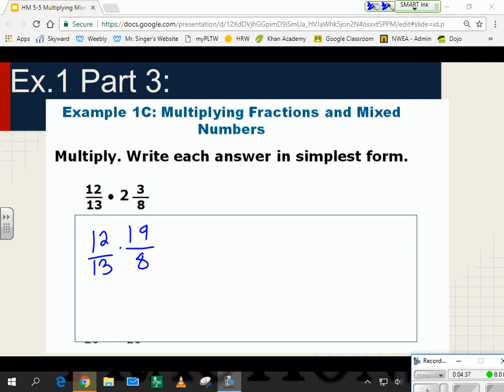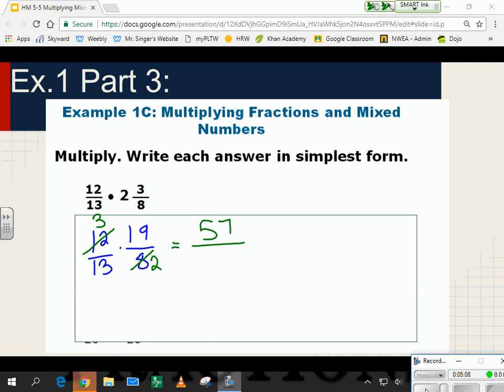Can we simplify 13 and 19? You're probably saying, well, no, they're both prime numbers. That's correct. But what can we divide 8 and 12 by? You probably know that 4 goes into 8 and 12, so we could divide 8 by 4, and yeah, that goes in twice. And how many times does 4 go into 12? 4 times 3 gives you that. So now we can cross-simplify. 19 times 3 will give you 57.